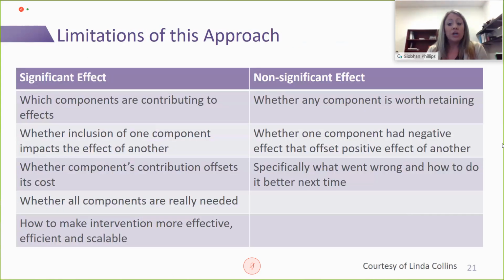In the best case scenario, you'll have a significant effect. Your intervention worked. However, you won't know which components are contributing to the effects, whether the inclusion of one component impacts the effect of another, whether a component's contribution offsets its cost, whether all components are really needed, how to make interventions more effective, efficient, and scalable. And on the flip side, you could also end up with a non-significant effect, and you won't know whether any component is worth retaining, whether one component had a negative effect that offset the positive effect of another, and specifically what went wrong and how to do it better next time. And you would have thrown this all together without actually including your target population in the process.